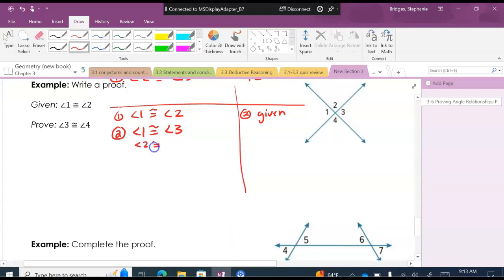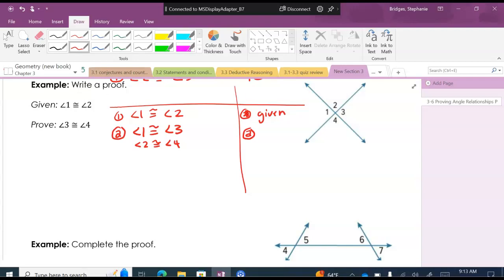So just by looking at my picture, I can say that angle 1 is congruent to angle 3, and angle 2 is congruent to angle 4. Because what does that thing say right under the first theorem? If two angles are vertical and they are congruent, what's that called? Look under where it says theorems, the very first one.